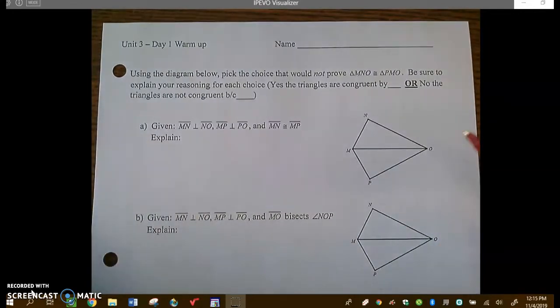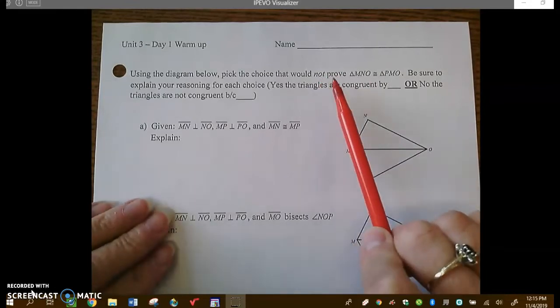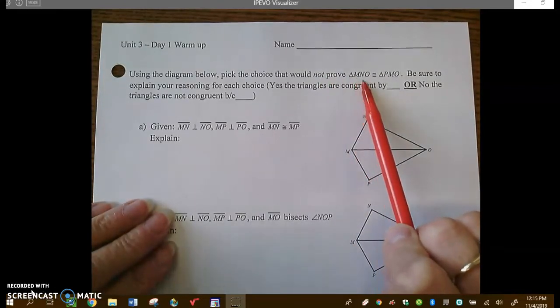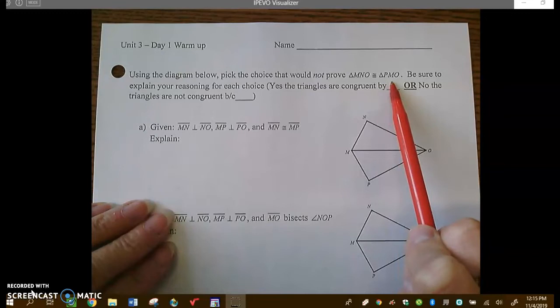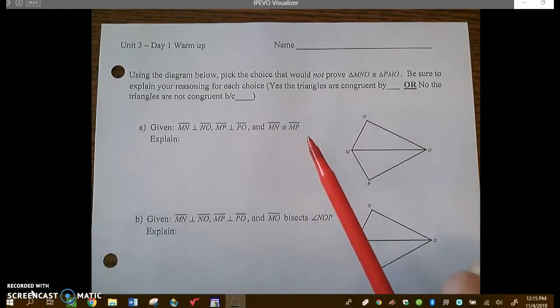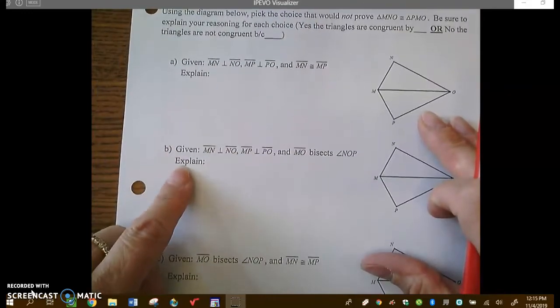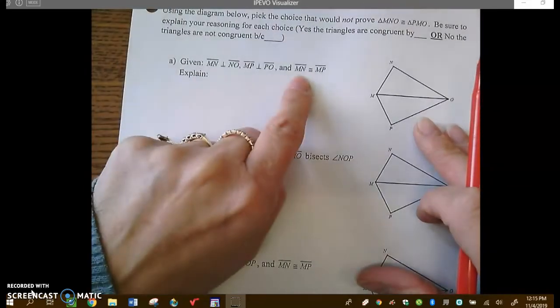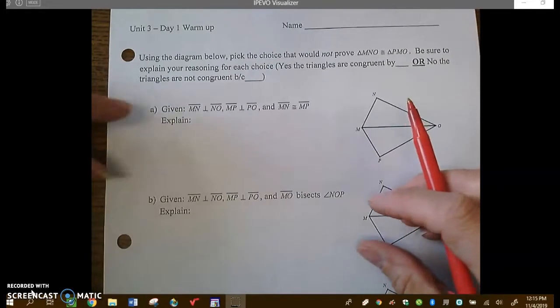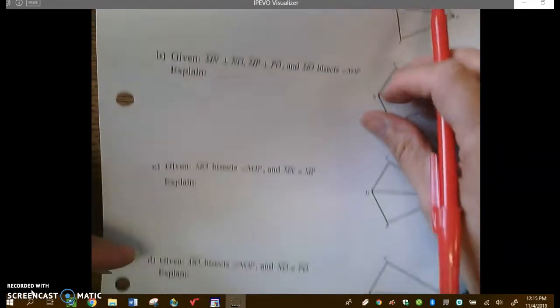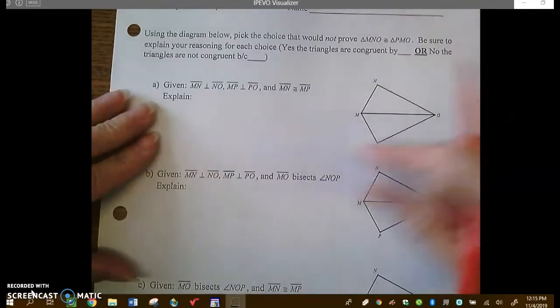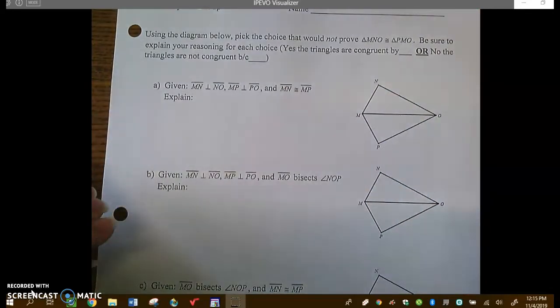So the directions say, using the diagram below, pick the choice that would not prove triangle MNO is congruent to triangle PMO. So again, this is just one multiple choice question, and here's the four choices. So you have a set of givens, and our job is to pick which one of the four choices would not prove that these two triangles are congruent to each other.